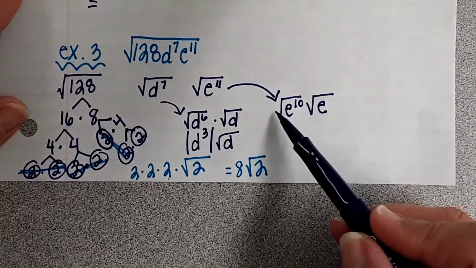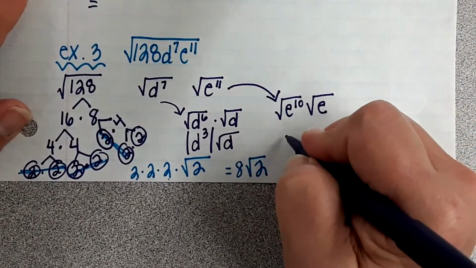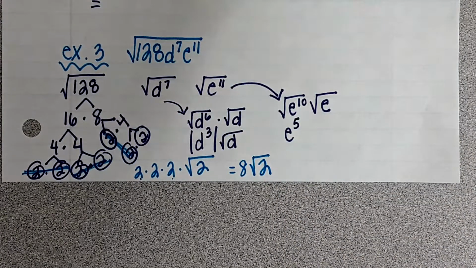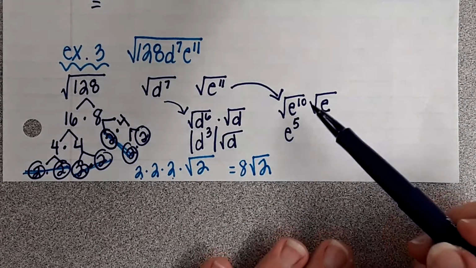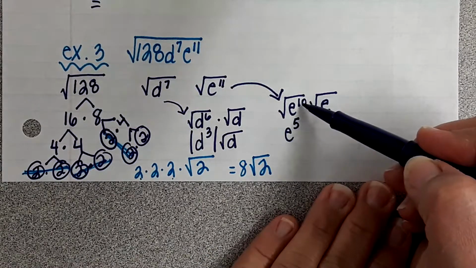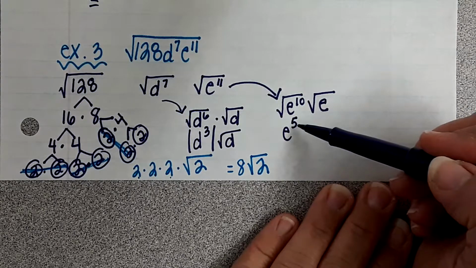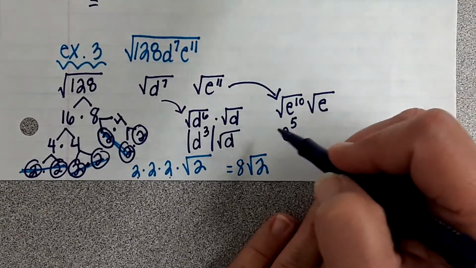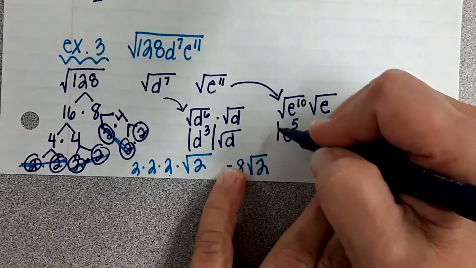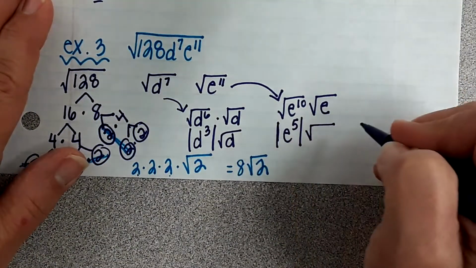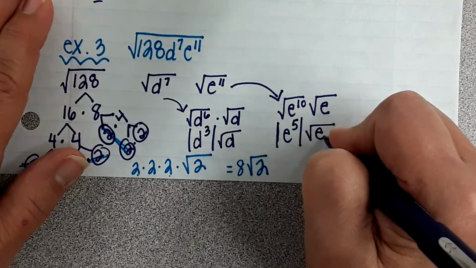And then what happens with, so 10 divided by 2 is 5. Anytime you look at it and you're like, oh, I got an odd, look at what you divided. Even, you have an even exponent, you have an even index, you ended up with an odd exponent. So what do I need to put around that? Absolute value. And then we're left with the square root of e.